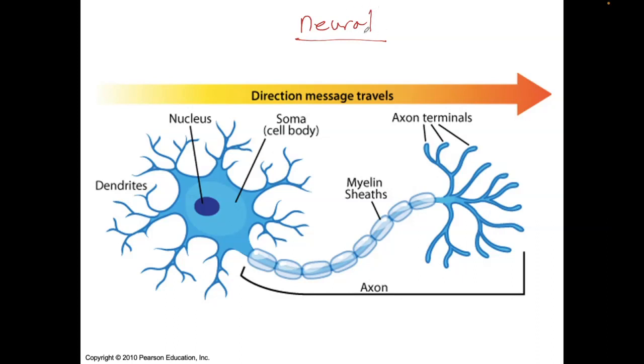Now, in your textbook, it's going to be nervous tissue and nervous system. It's just me. I like to use the word neural. So they're interchangeable for now, okay?